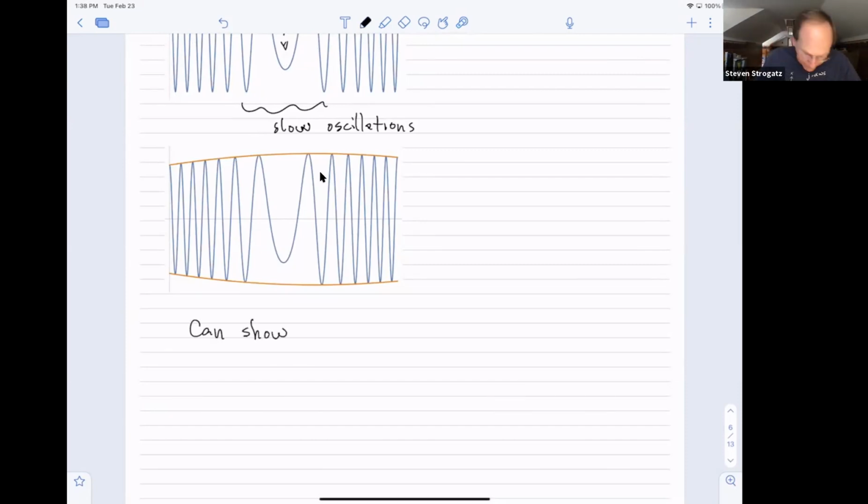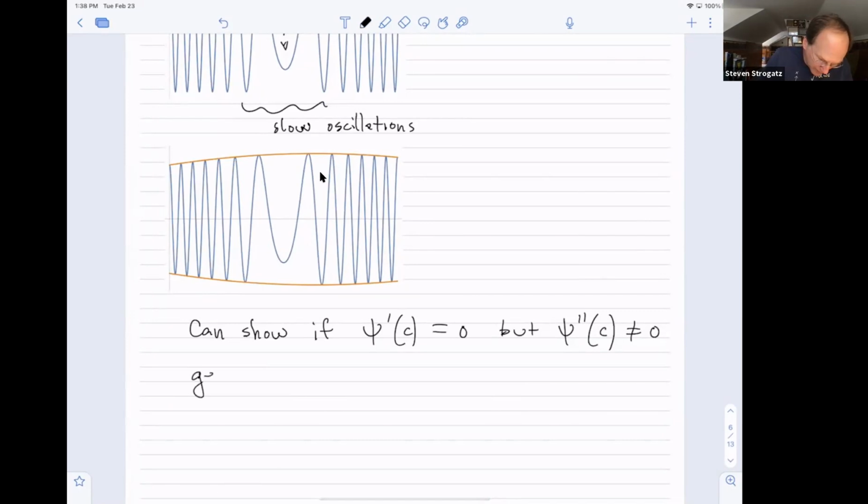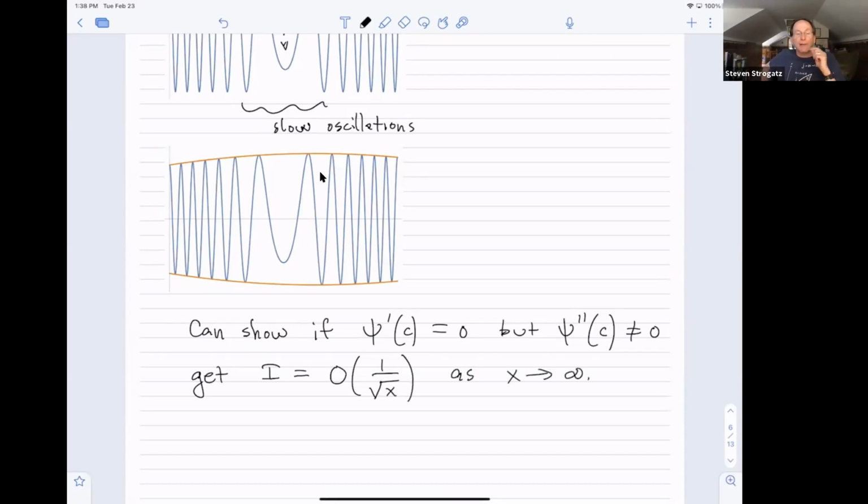So we can show that if psi prime at some point c equals 0, but as would generically be the case, the second derivative will typically not be 0 there also. So if we have only the first derivative vanishing, but not the second, we're going to get that the integral will be of the order of 1 over square root of x as x goes to infinity, rather than 1 over x, which is what we saw earlier.